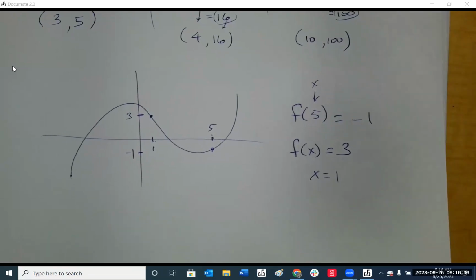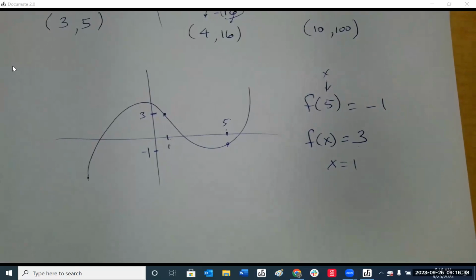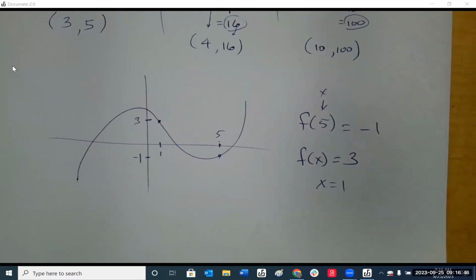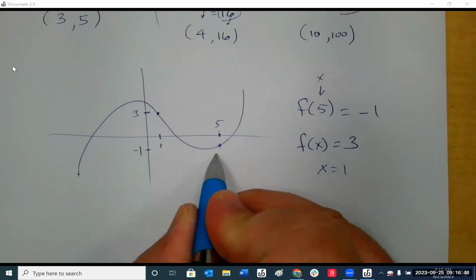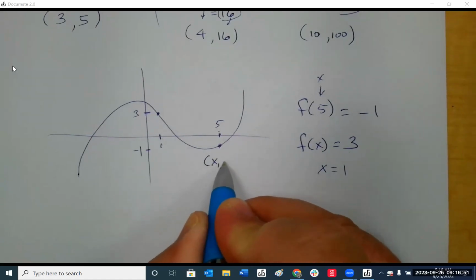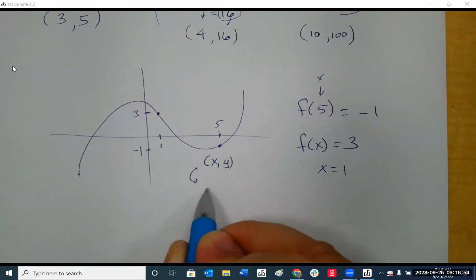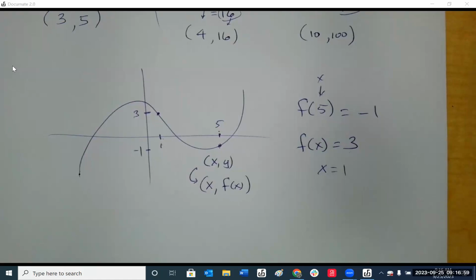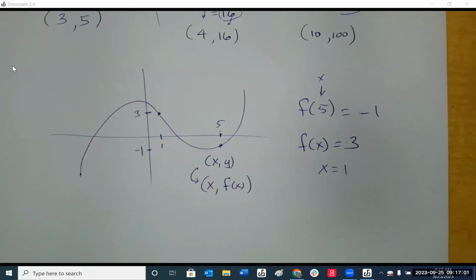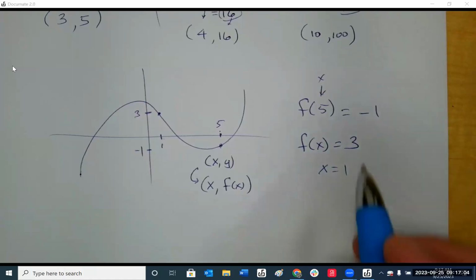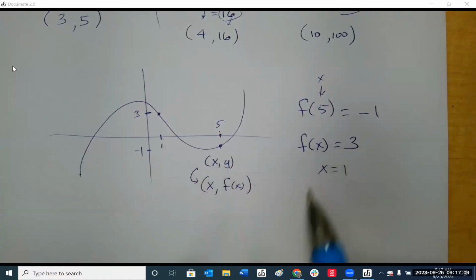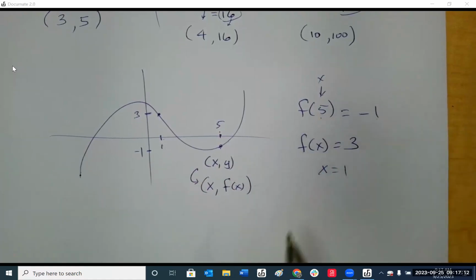We have 2 more questions here that deal with graphing, so we'll do these 2 instead of that one. So remember, points on a graph are x and y, which also means x, f of x. If I give you the y value, tell me what the x is. If I give you the x value, tell me what the y is.